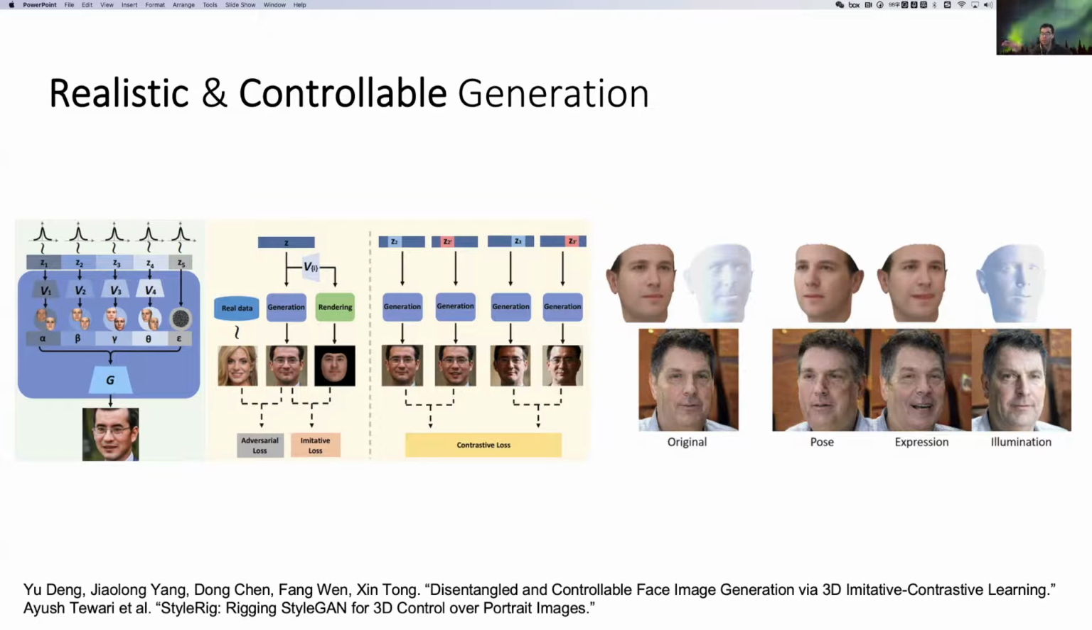And on the right side, this is another work proposed by the MPI group, which also utilized the idea of combining 3D graphics prior knowledge with deep generative models. Their idea is simple and effective. They just combine StyleGAN with the setup of 3D morphable models. Specifically, they propose the first method to provide face rig-like control over a pre-trained and fixed StyleGAN using a 3D model.